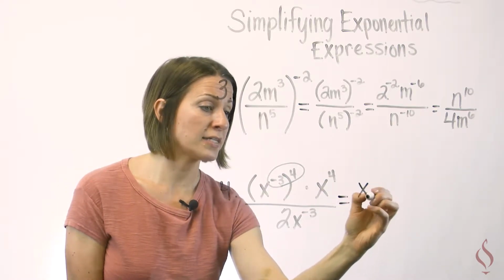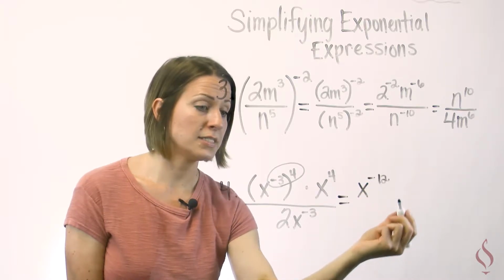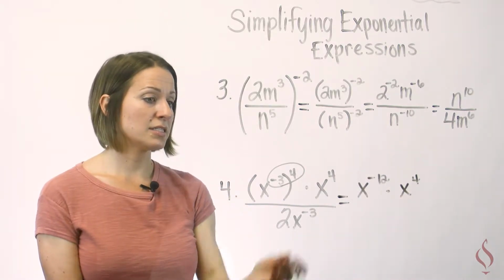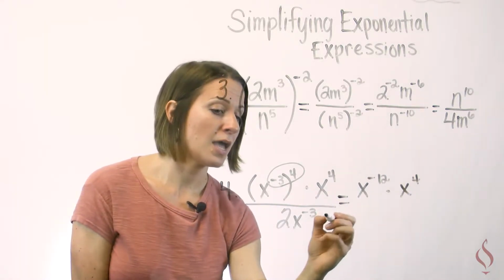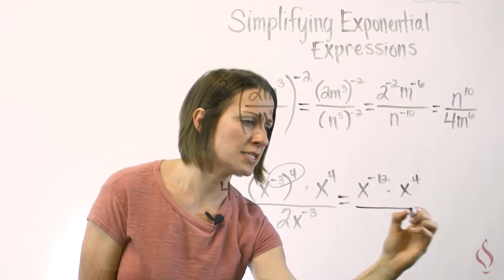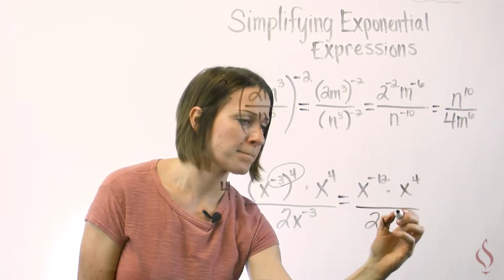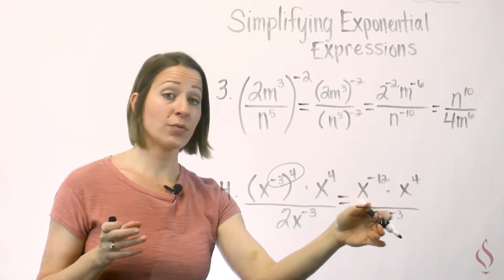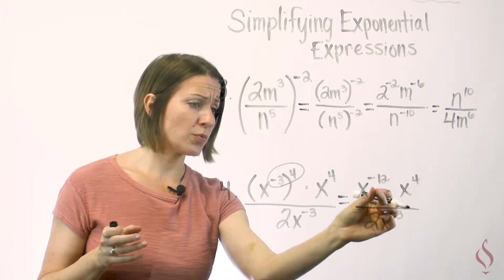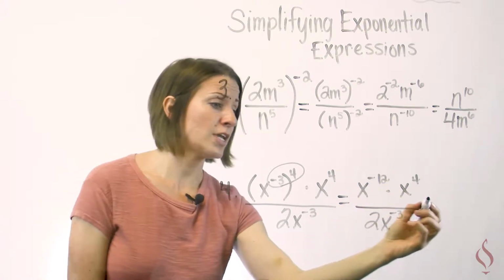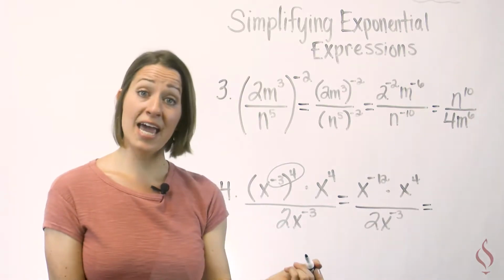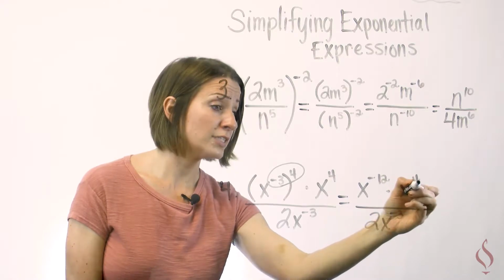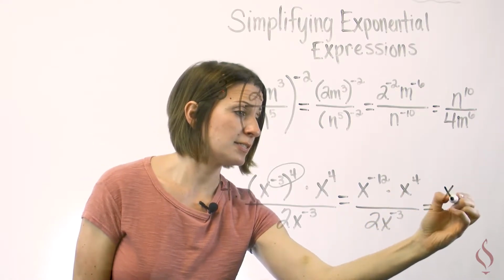So this is now x to the negative 12, and then times x to the 4. Our denominator is going to stay the same for right now. One more thing before we start working with our denominator, we're now going to use the product rule to combine these two together. It says we can just add the exponents if the bases are the same, which they are. So negative 12 plus 4 is negative 8.